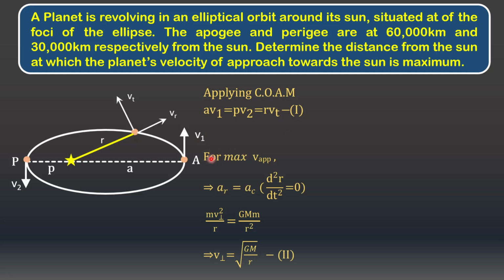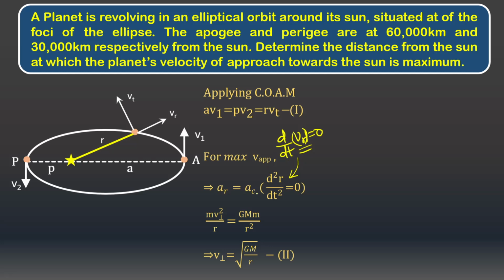And another part, for the maximum approach velocity. Approach velocity is actually the radial velocity, that is towards the sun. With the tangential velocity, this planet is actually not approaching the sun. So approach is happening because of this v_r. When this v_r is going to be the maximum, we can apply the condition of maxima-minima. If v_r is maximum, that means d(v_r)/dt is going to be equal to 0, since v_r is maximum at this position. And v_r is basically the radial velocity, so we can say that d²r/dt² will be equal to 0.